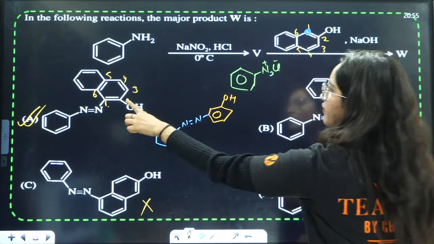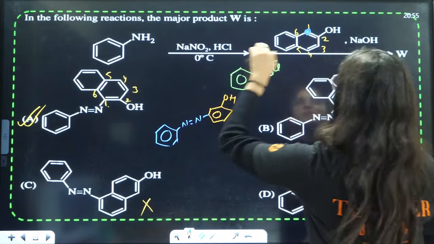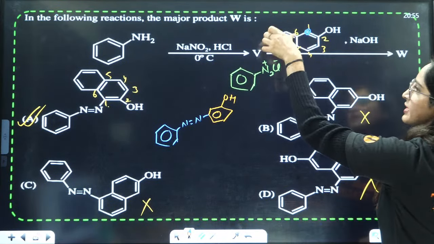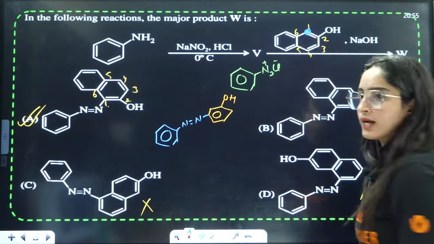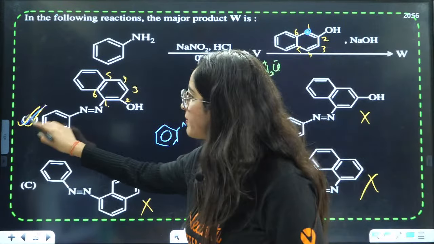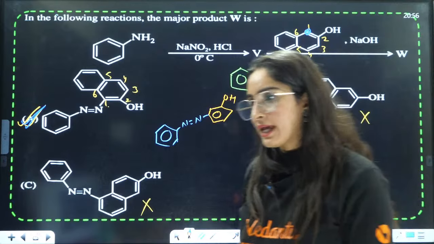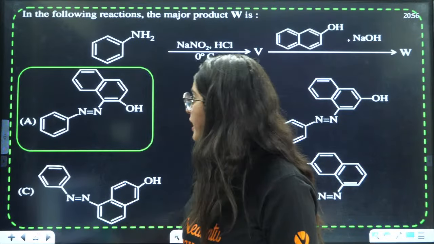Second position will have OH. Then you have 3, 4, 5, 6. Benzene you have drawn. Between 5 and 6 you have benzene, right? So this will become the correct answer, right? So A will become the correct answer, right? Yes, guys. So A is the correct answer.